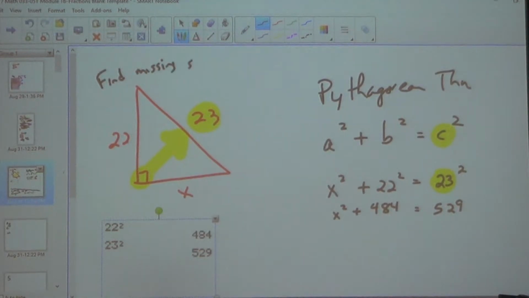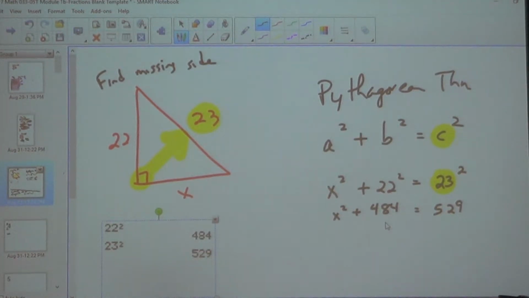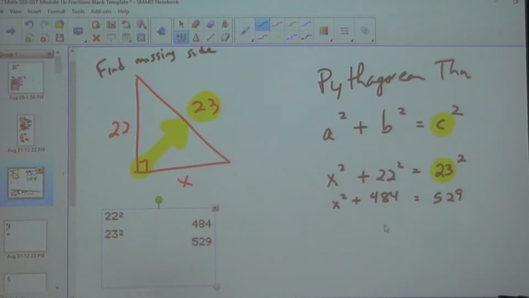Find X. So my goal is to solve for X, so I have to get X alone, which means I need to move the 484. How do I get the 484 to the other side? I've got to subtract, because if you have 484, you've got to take it away to make it disappear.